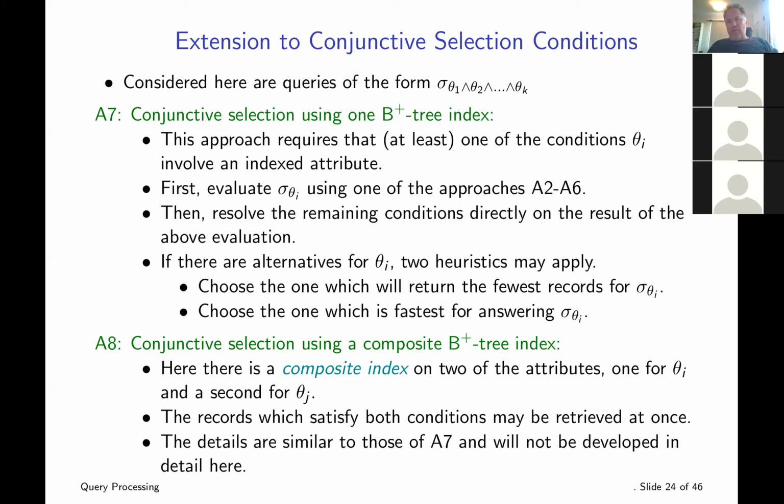So for the most discriminative one, you need to have some statistics about the distribution of tuples over the underlying database, and that's maintained in the catalog. Okay. So that's basically how you will deal with the conjunction.